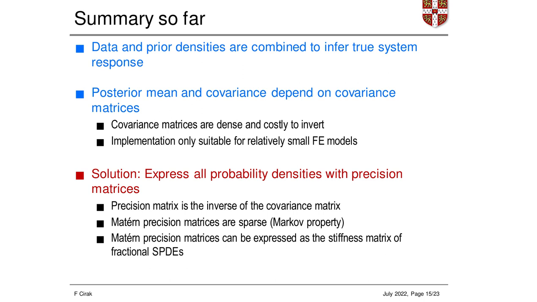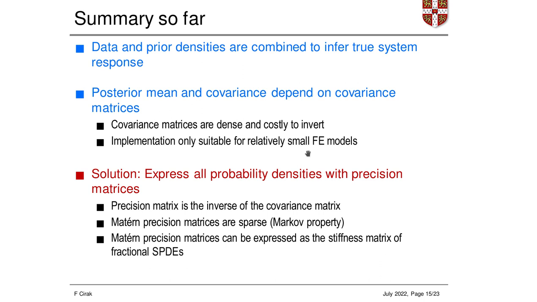To give a summary so far, the idea of the statistical finite element method is that data and prior densities are combined through the Bayes rule to infer the true system response. And we have seen earlier that the posterior mean and the posterior covariance involve expressions of dense covariance matrices. We know that dense covariance matrices are costly to invert. Therefore, implementation-wise, this is only suitable for relatively small finite element models.